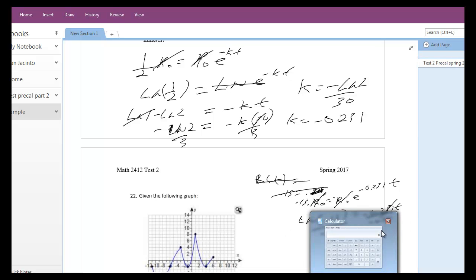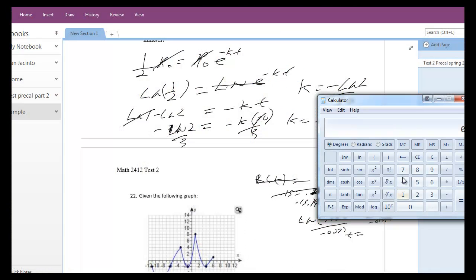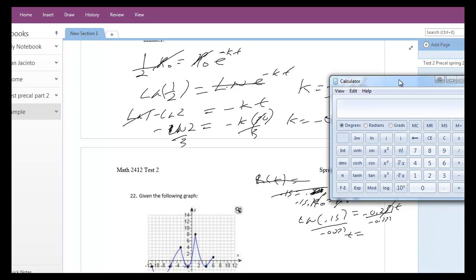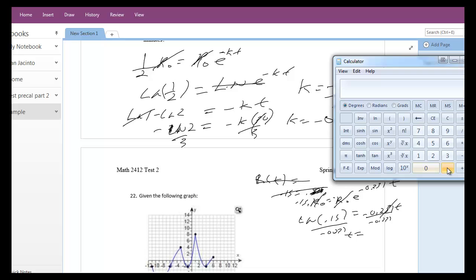My handy dandy calculator says I have 0.15 left, my constant was 0.231, so I should be able to take 0.15 ln and divide it by 0.231. I get 8.2 seconds. Don't like that answer.